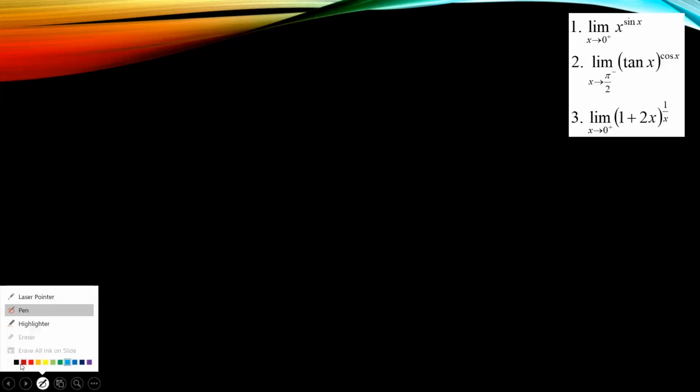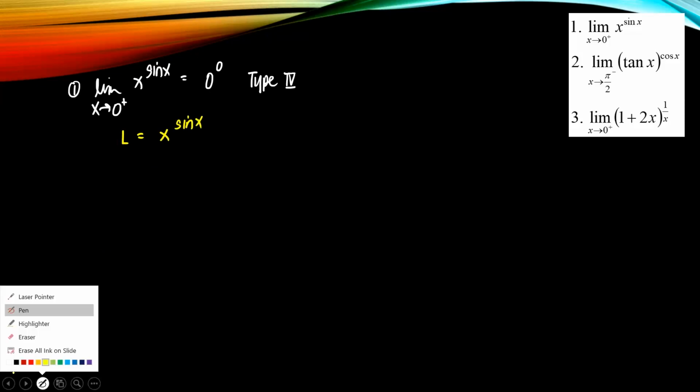Let's try number 1. The limit as x approaches 0 from the right of x to the sine x. So 0 to the sine of 0, which is 0. So this is type number 4. If it's type number 4, guys, it's actually the opposite of what we are going to do. So let L be x to the sine x.